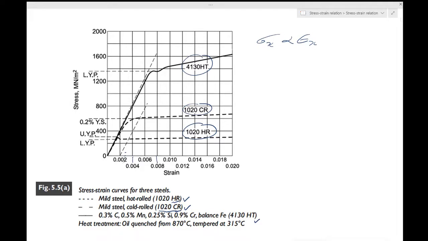So now you have a term called the proportional limit. Again, a word in italics in your textbook. Proportional limit is defined as the greatest stress for which the stress is still proportional to the strain. So it is the maximum value of stress at which the stress is still proportional to the strain. That is what a proportional limit is.